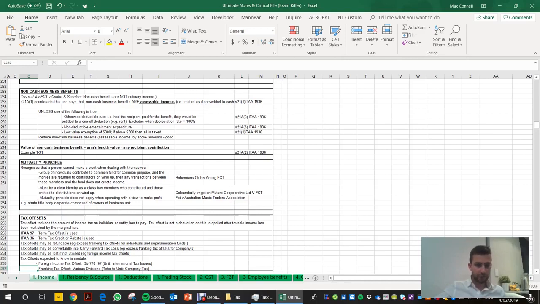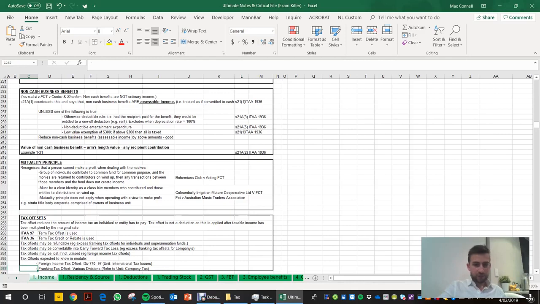Here's some examples. A group of individuals contribute to a common fund for a common purpose, and the money is returned to contributors on wind-up. Then any transactions between those members in the fund do not create income. So you create a fund, and the money is returned to you if you wind up the fund. That's not income, because it's income to yourself. You're earning money off yourself, so it's not income. That's Bohemians Club versus Acting FCT. There must be a clear identity as a class of members who contributed and those entitled to distributions on wind-up. So anything to do with winding up an entity and the money going back to you falls under the mutuality principle.